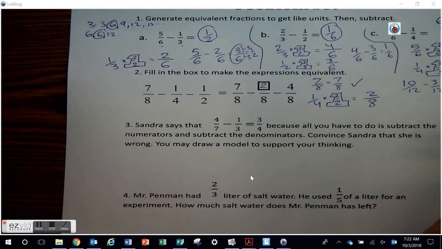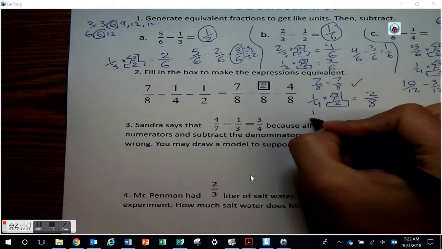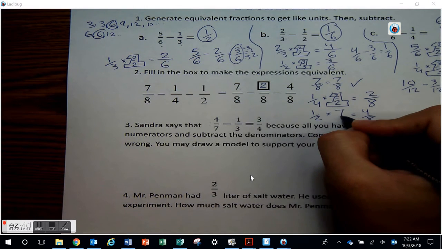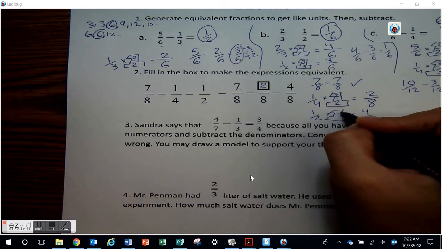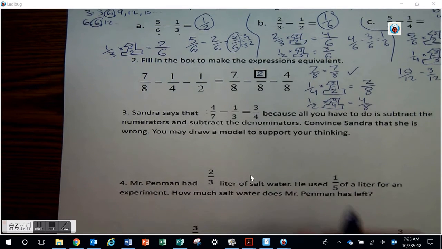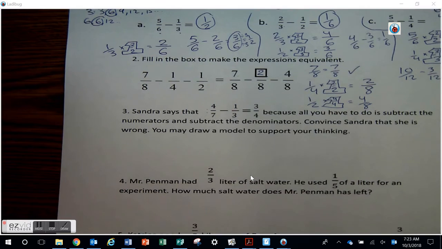Let's just finish by double checking. Can 1/2 become 4/8? Yes, it can, by multiplying by that giant 1 of 4/4, and we get 4/8. So that missing number there was 2.